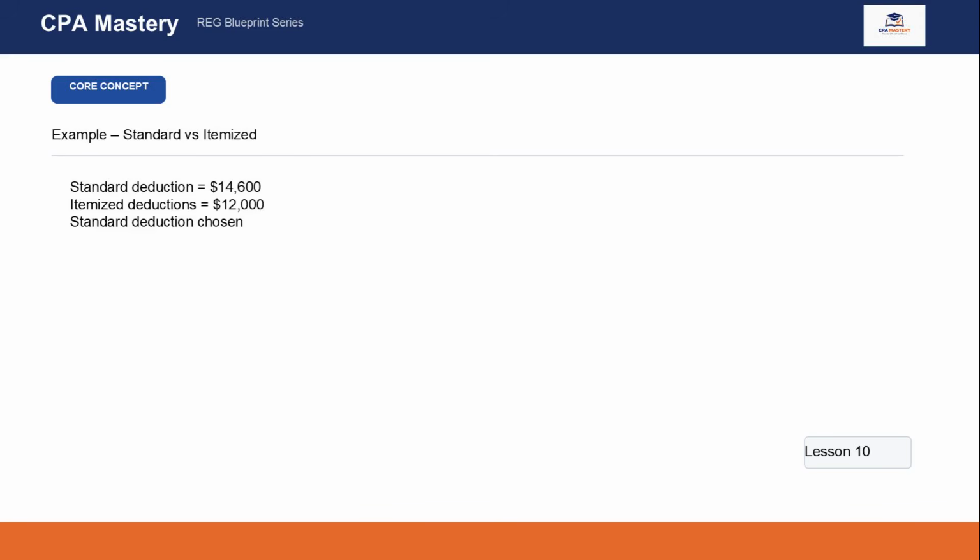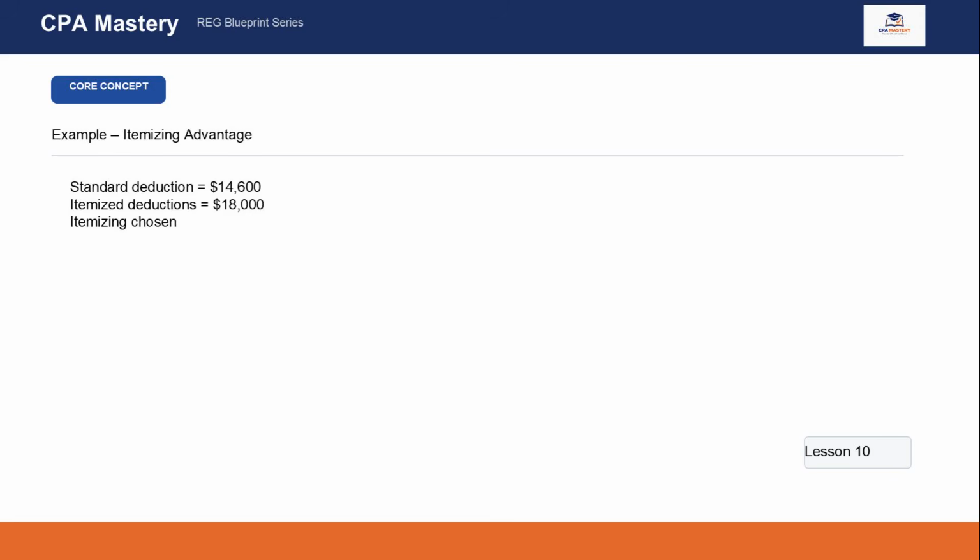Suppose a taxpayer has $12,000 of qualifying itemized deductions. If the standard deduction for that taxpayer's filing status is $14,600, the taxpayer would claim the standard deduction. This is because the standard deduction provides the larger reduction in taxable income. The CPA exam frequently tests this comparison to ensure students understand that taxpayers choose whichever deduction produces the greatest benefit.